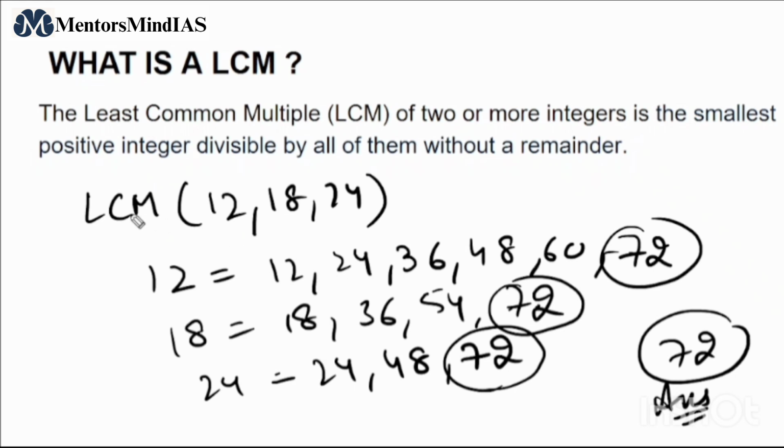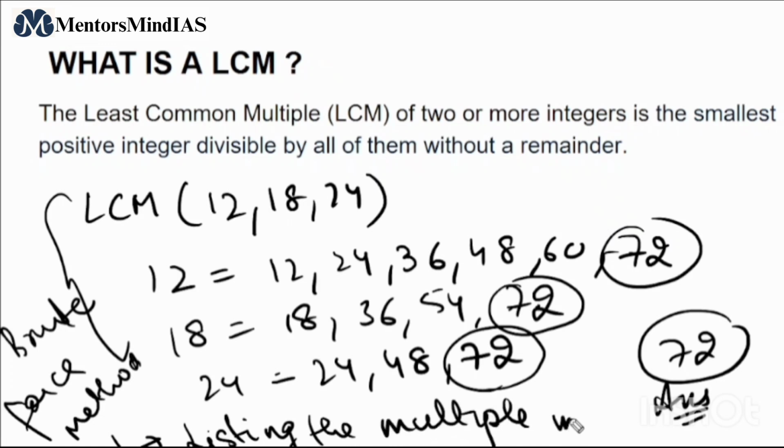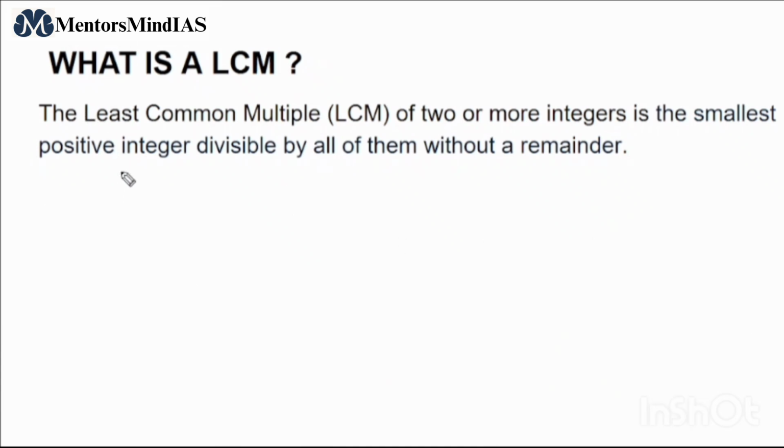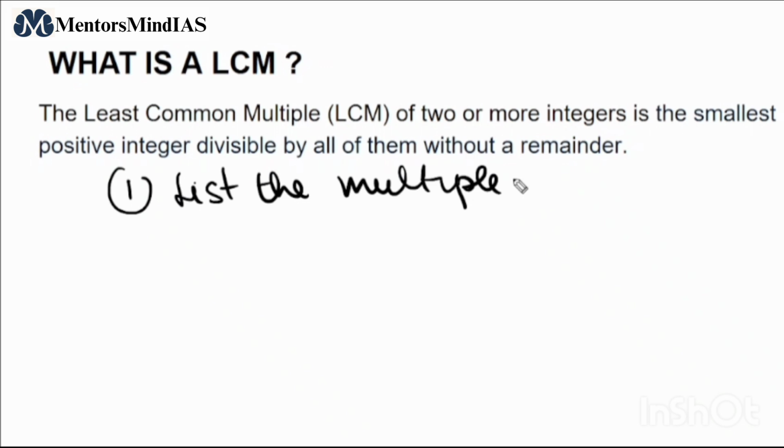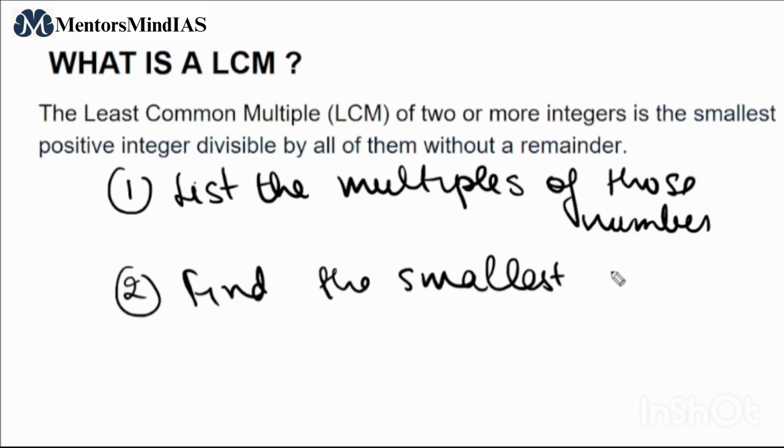This method that I used here was basically the brute force method, or you can say the listing the multiples method. So in order to find the LCM by the most basic method, what you have to do is list the multiples of those numbers, then find the smallest common multiple out of them.